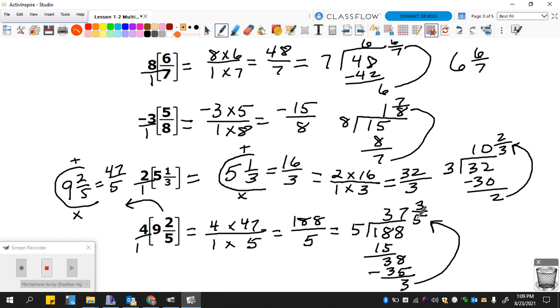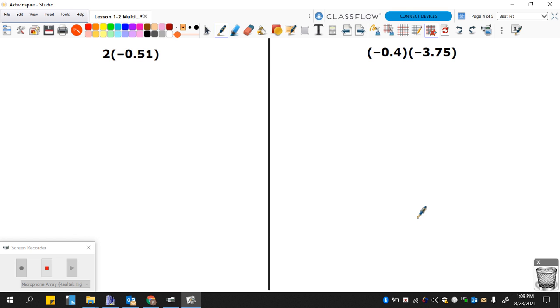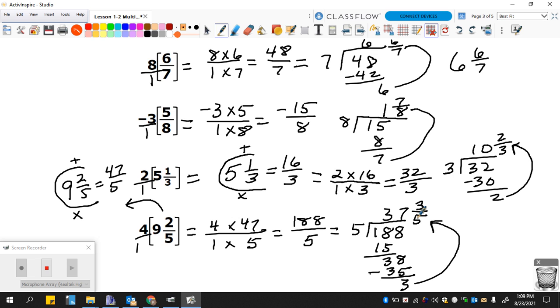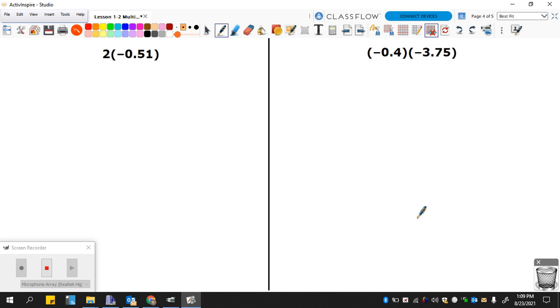Now, when we multiply 2 times, let me go back and look. Both of those were positive, so the answers are both positive. Now when we do this, we're just going to do regular long division. So we're going to say negative 0.51 times 2.